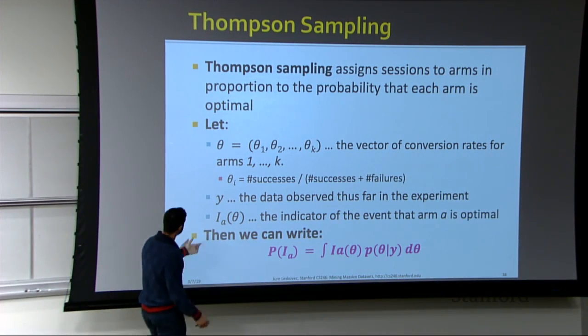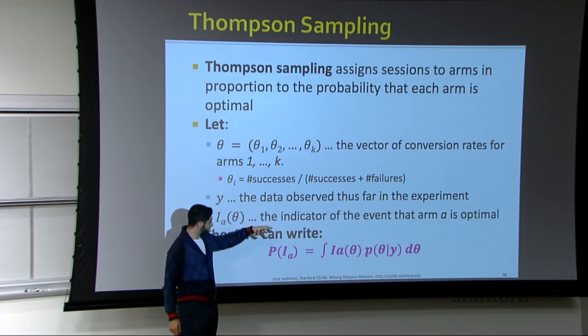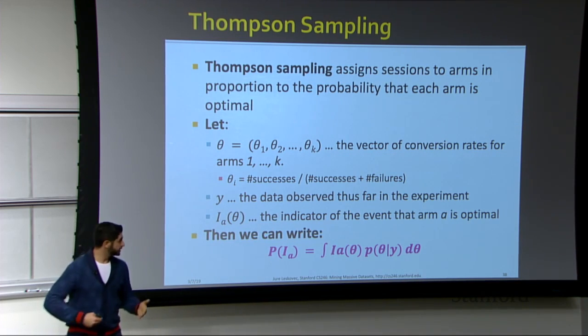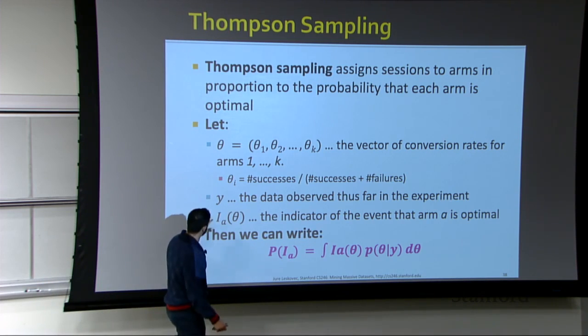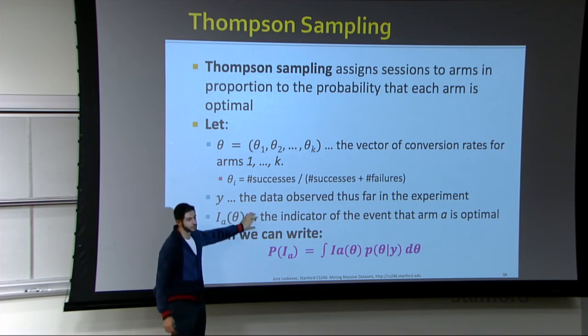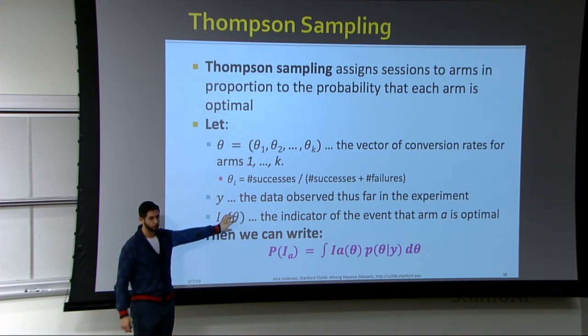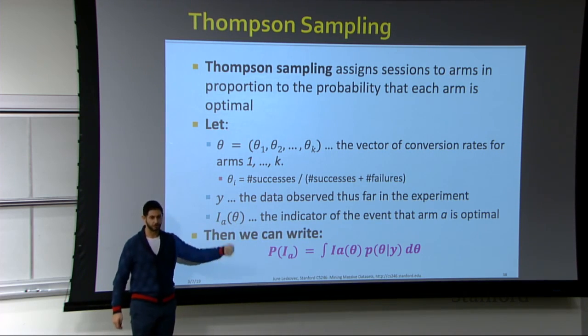And the key part of the Thompson sampling is that you're going to have this indicator function that basically tells you if the arm A is the optimal arm or not. Now, the problem here is that this is some kind of oracle function. We still don't know if a certain arm is optimal or not, right? Because we gather this information as the experiment goes through.